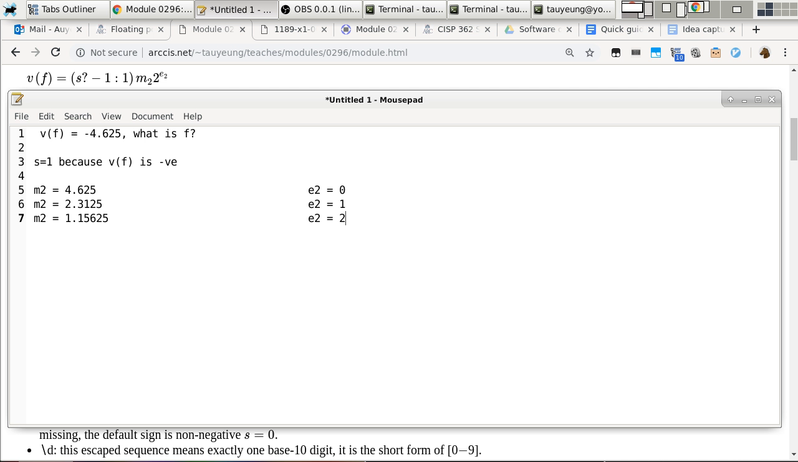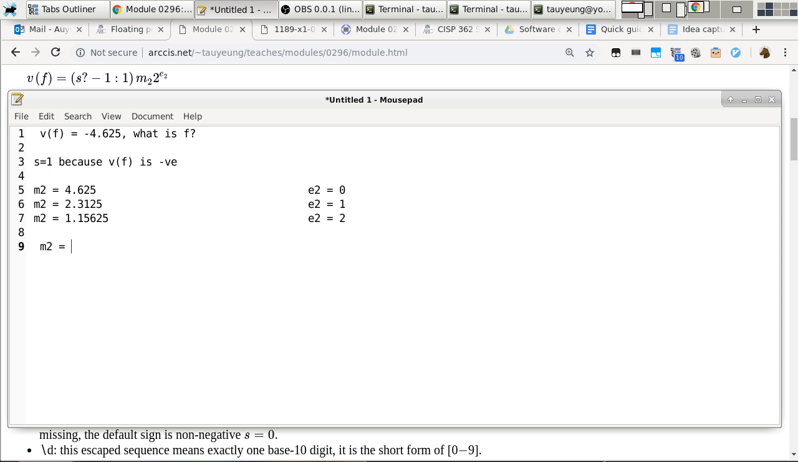But wait, M2 is supposed to be a binary number. This is base 10. How do we know this is base 10? Has no suffix, has no number in parentheses right after that. So it is implicitly a base 10 number. Okay. How do we convert M2 into a base 2 number?